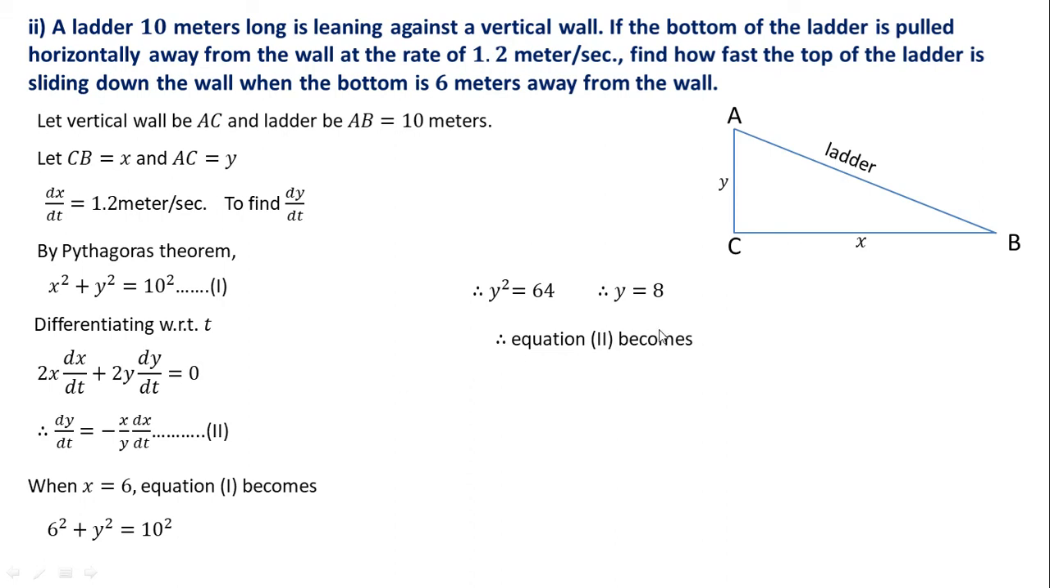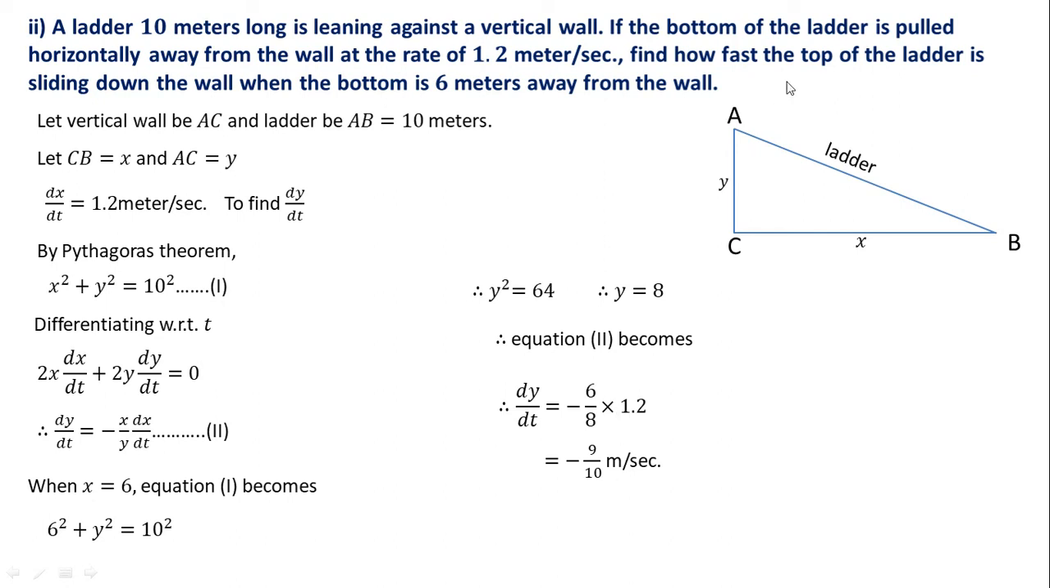Now equation number 2 becomes dy by dt, that is equal to minus 6 upon 8 into 1.2. So here we need to find out the value of y by using the value of x. So remember here, dx by dt is given to you, but in this equation we have dy by dt is equal to minus of x upon y into dx by dt. So we need the value of x as well as y, and then dx by dt. Now see the calculation here. We get minus of 9 upon 10 meter per second. If you calculate this properly, then the answer will be minus 9 upon 10 meter per second.